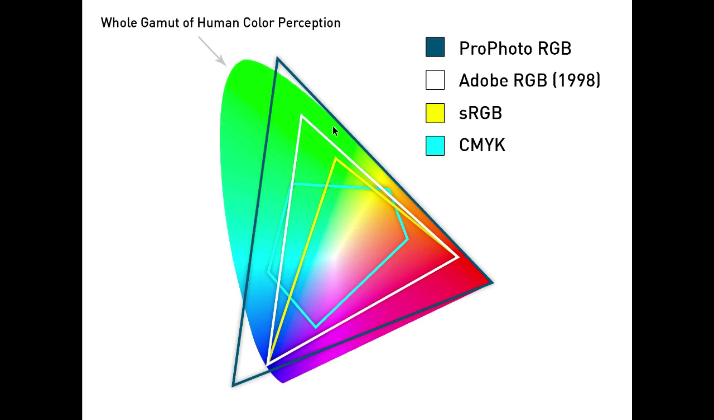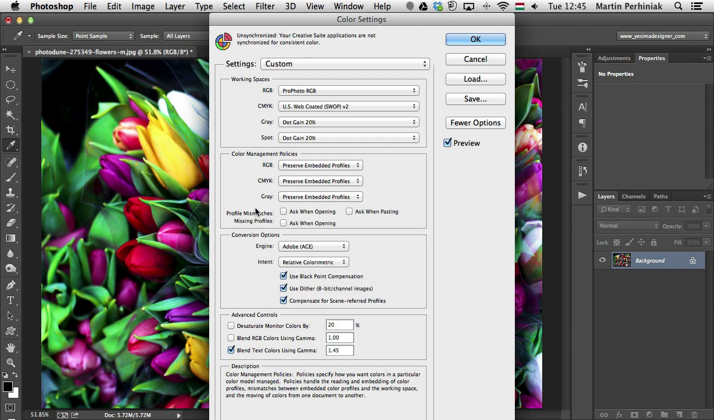And then last but not least, we have the ProPhoto RGB, which covers a lot more colors. It goes all the way to the end here in the corner, covering all the reds, and it actually goes beyond the human color perception. So it includes even more colors on the top, where we have the greens, and also here on the bottom left, where we have the blues. So that's good to know.